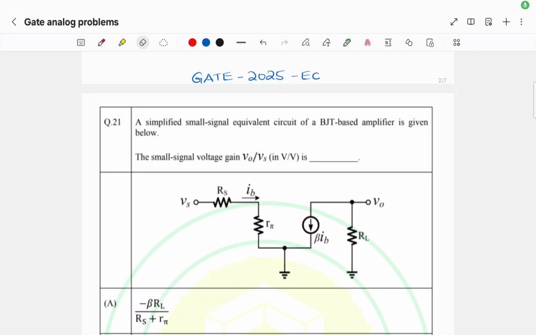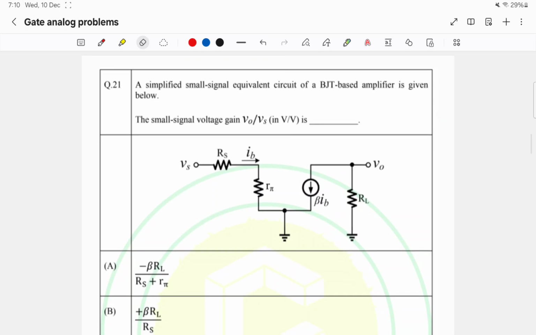We will solve GATE 2025 EC problems. A simplified small signal equivalent of a BJT based amplifier is given. Here we have a small signal voltage source Vs, and we have to find the relation between V0 and Vs, that is the gain V0 by Vs.